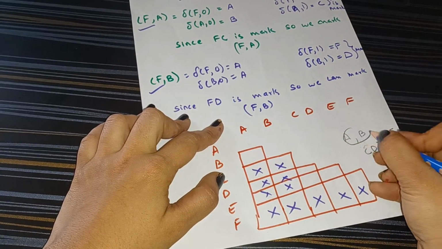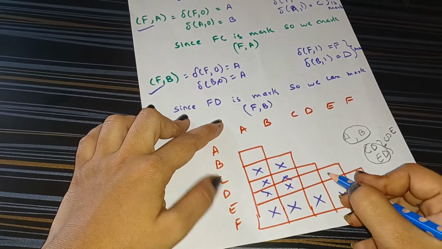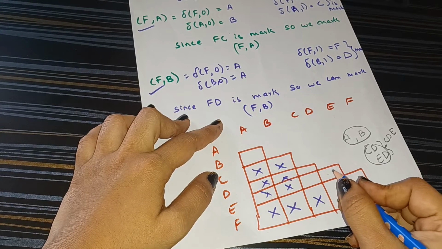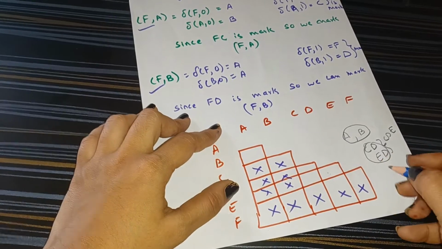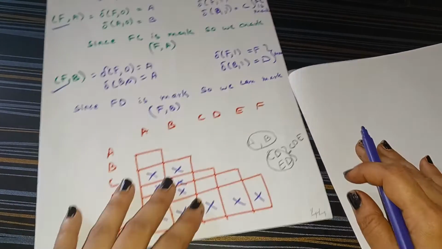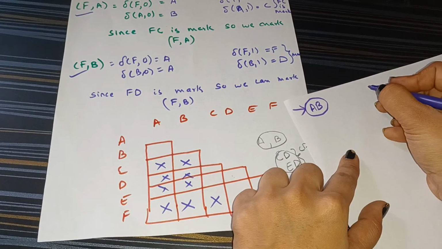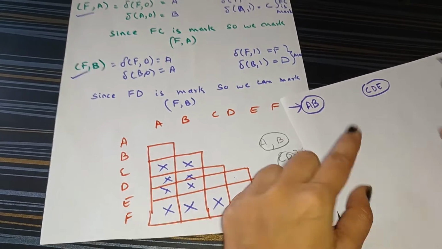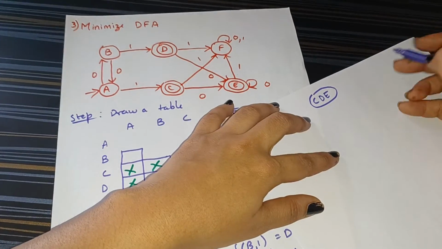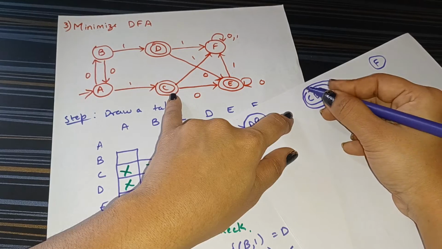So AB is one state, and these all we can take as CDE. This is how we will draw the diagram. From this unmarked pair we got that AB is one state and CDE is one state. And the leftover is F, which is another state. In this, C, D, E, all three of them are final states.